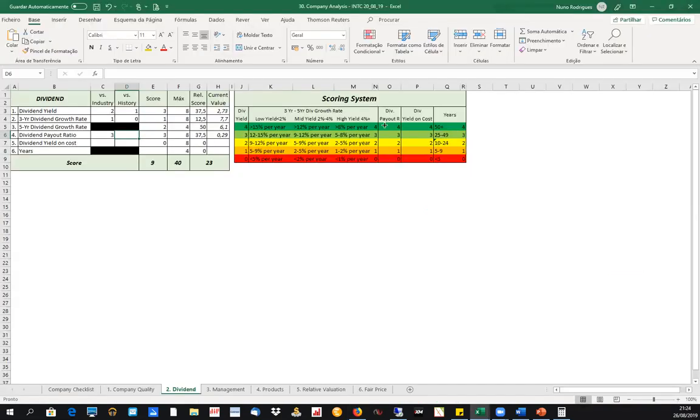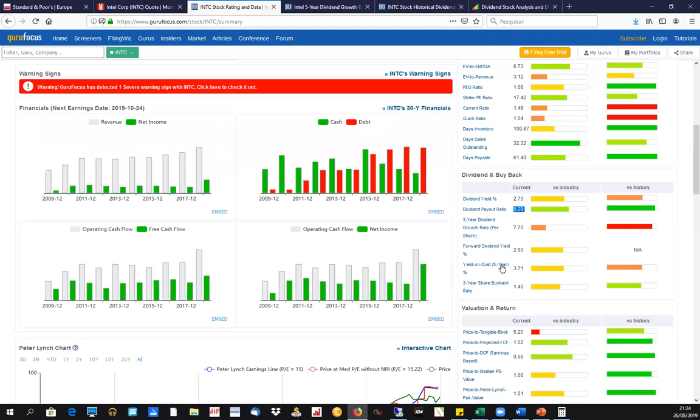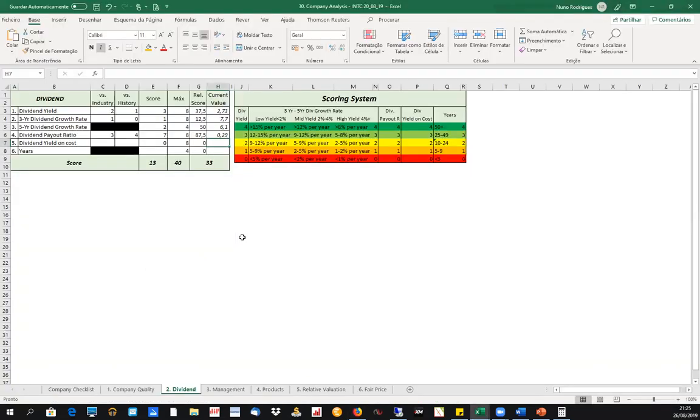So dark green, we'll score it a 4. Now we'll take a look at the dividend yield on cost. Dividend yield on cost over the past 5 years is 3.71%.